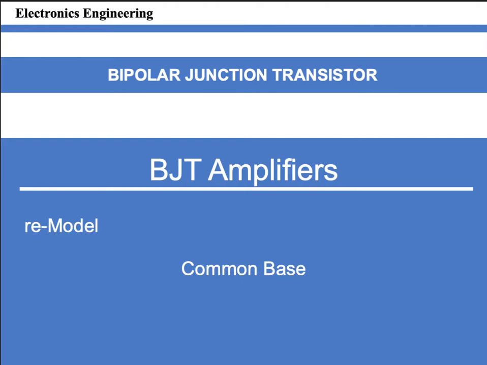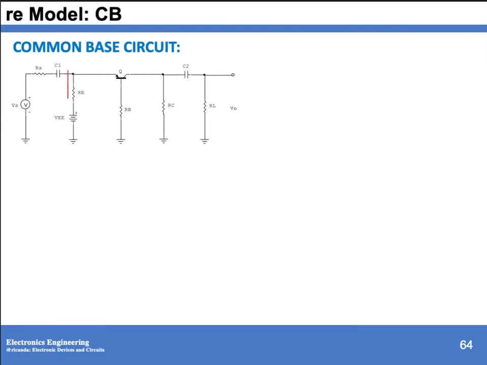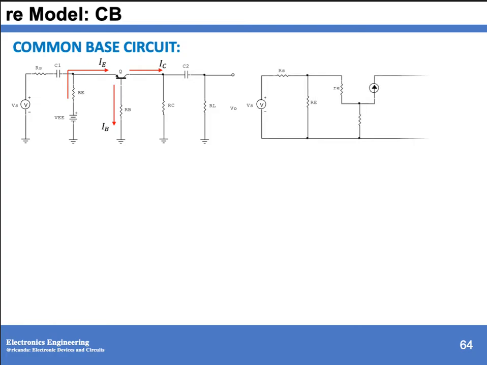RE model circuits, the common base circuit. So this is your common base amplifier. Your input is at the emitter and your collector is where your output is connected. Then your base is common between your input and your output. So we have to change this one into your RE model circuit.